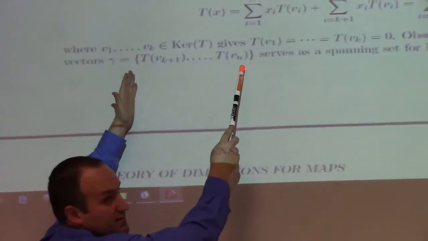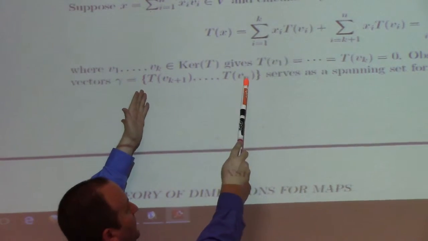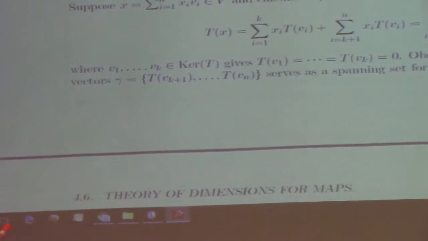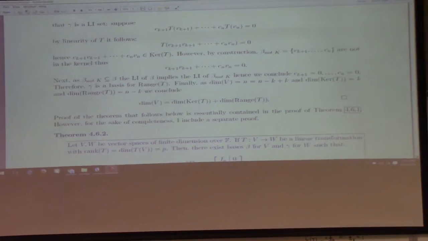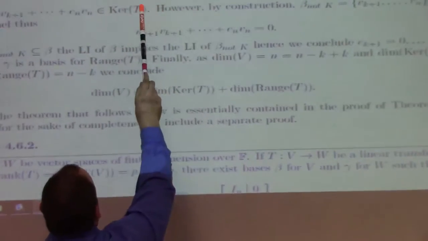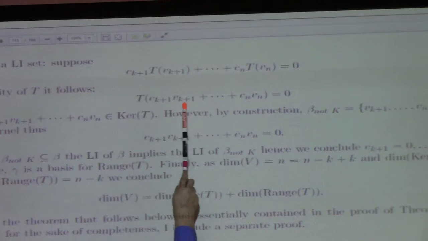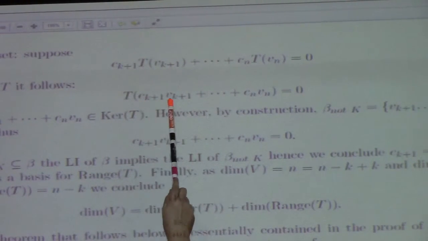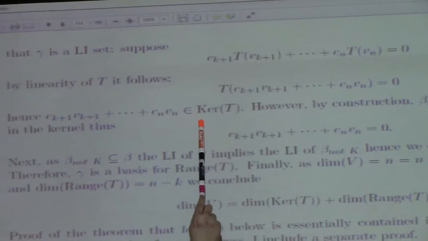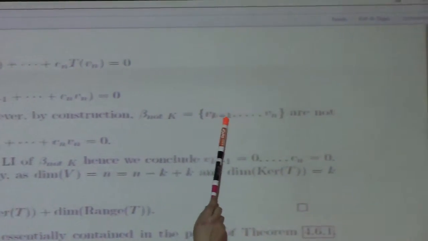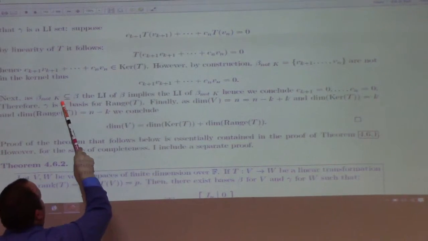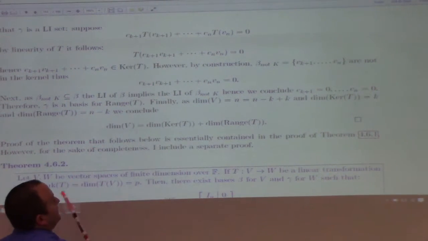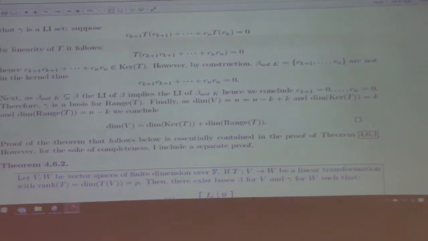What we then do is I prove that this set T(v_{k+1}) through T(v_n) is in fact linearly independent. If you suppose that you have a linear combination of these equal to 0, use our lemma from the other day, write it like that. That would then say that these guys are in the kernel, right? But that's impossible because these guys were not in the kernel, and consequently, by linear independence of the basis, we get that c_{k+1} through c_n is 0, which gives us linear independence of these images.